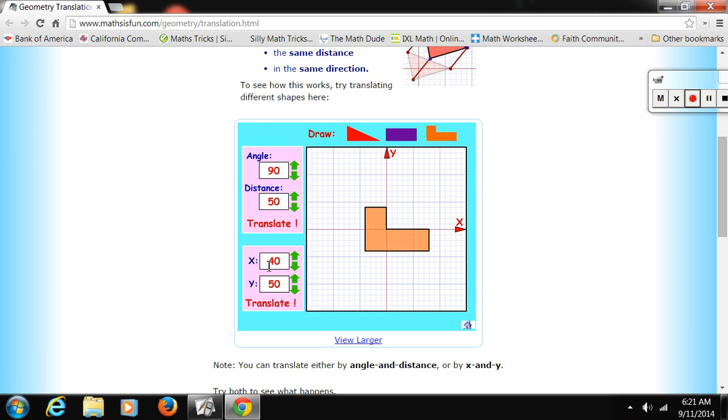Now, if you translated it, let's say you went over 30 and up like 70 or something, and hit translate on this one, it'll translate it over 30 and up 70. Everything's going to go over 30 and up 70. Every single point, over 30, up 70. So that's translation there, just sliding the figure a certain amount. Usually we use X, Y coordinates.